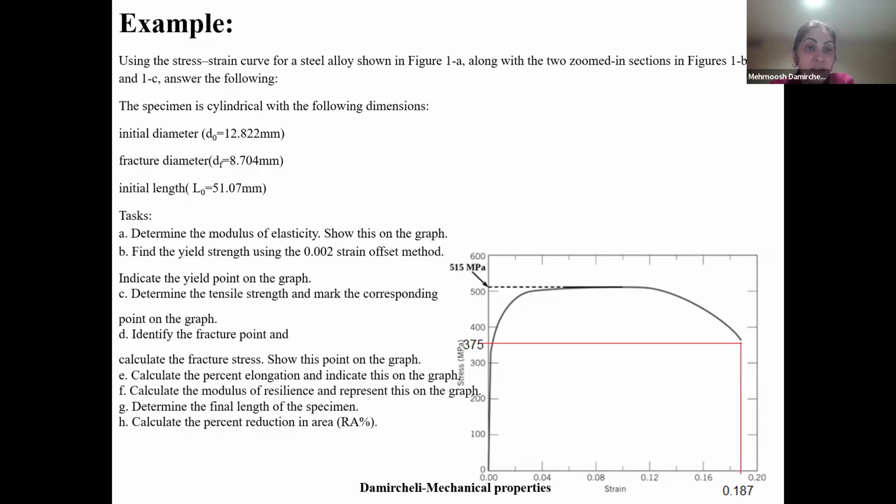The specimen is cylindrical with the following dimensions. Initial diameter is 12.8 millimeters. Fracture diameter is 8.704 millimeters. Initial length is 51.07 millimeters. Okay, at part A, determine the modulus of elasticity. Show this on the graph.